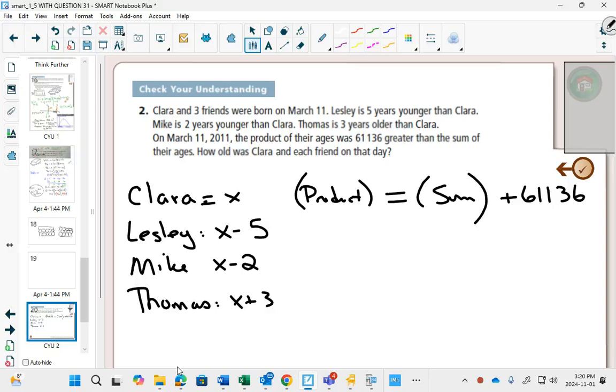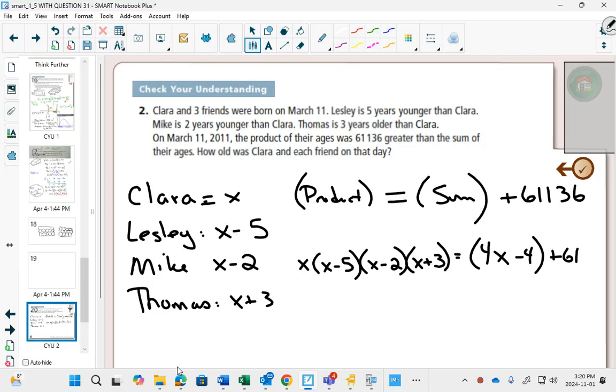And now I can create the algebra. The product means multiplying them all together. So x times x minus 5 times x minus 2 times x plus 3 equals the sum. If I add them together, I get 4 x's, and then putting the numbers together, I'm going to get minus 4, and then we still have this plus 61,136.